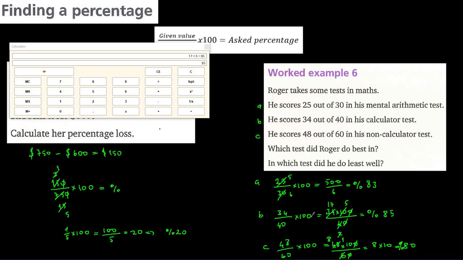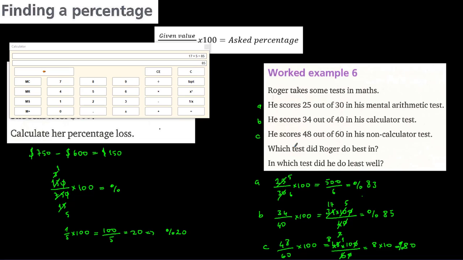That's because we multiply the given value divided by the whole value by 100. This is the whole point of the exam, and he got 25 points from the exam. So 25 divided by 30 times 100 gives us the percentage of the exam. So 83% for the first exam, 85% for the second exam, and 80% for the third exam.